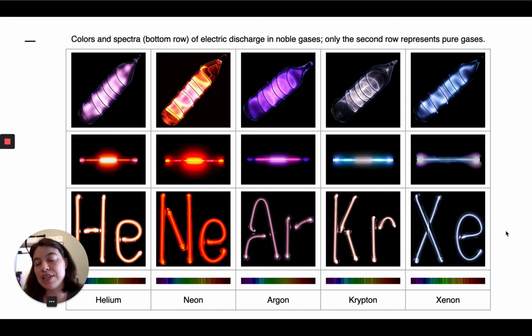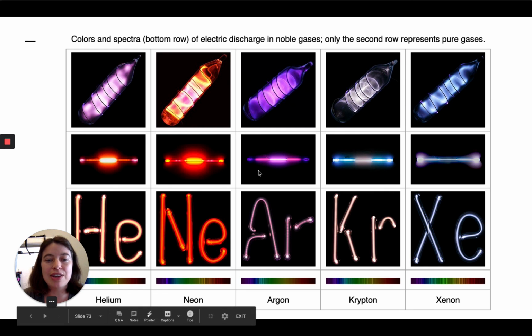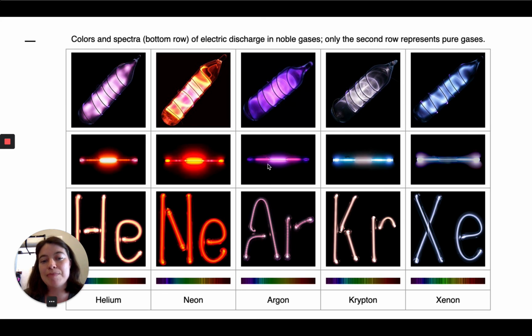All of these are called neon lights, even though they're made out of many different elements besides neon. So here you can see what each light's color looks like. Argon lights are actually the one that you're probably most likely to see. They've got that beautiful purple glow as opposed to the characteristic reddish orange of neon.